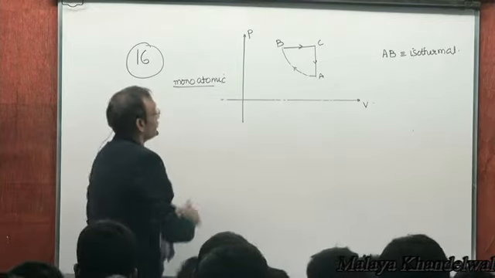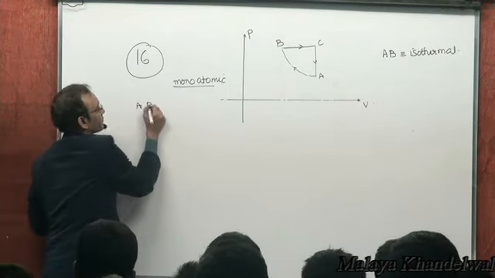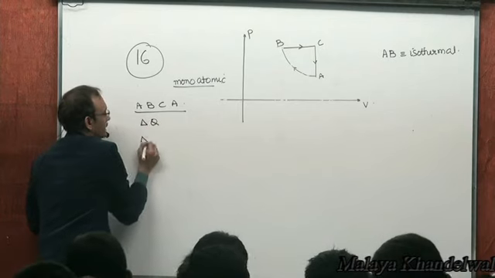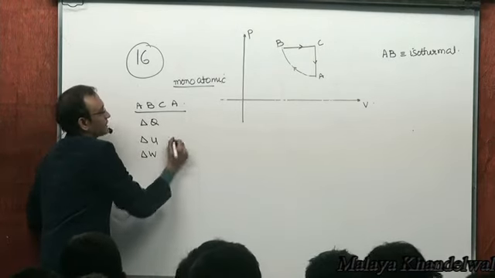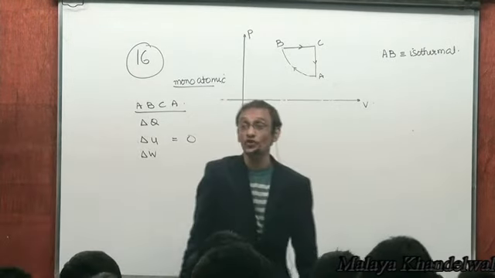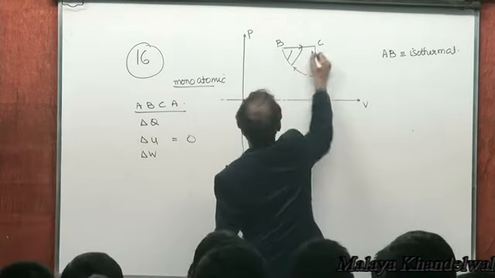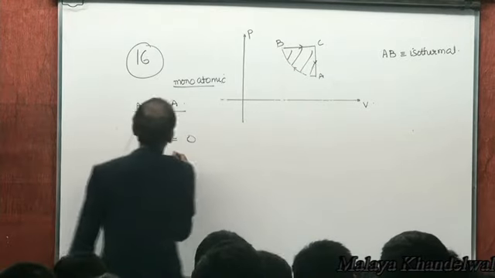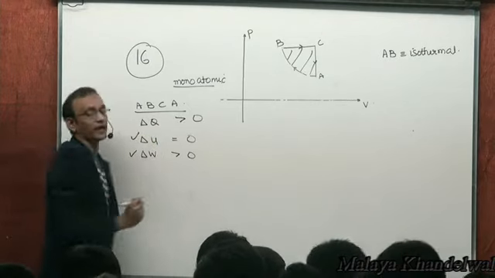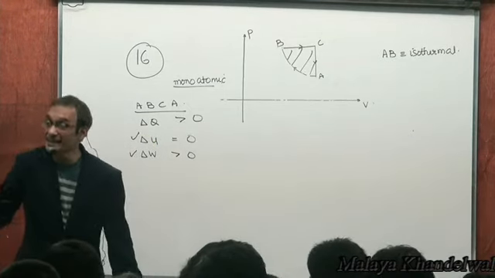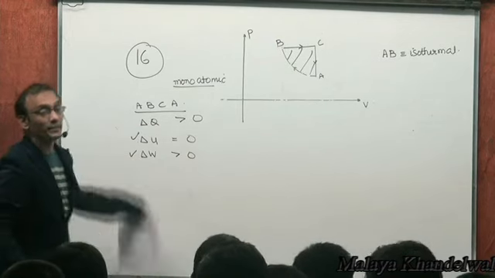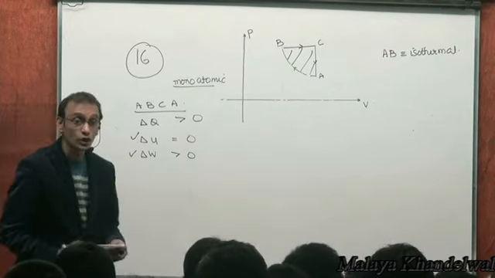For a full cycle ABCA, delta Q, delta U, delta W for the cycle. Delta U is 0 for the cycle, right? And is the work done positive or negative? Positive. The work done would be this area. So work done is going to be positive. So delta Q, which is change in internal energy plus work done, has to be positive. That means there is net heat supplied during a cycle, because delta Q for the cycle turns out to be positive.